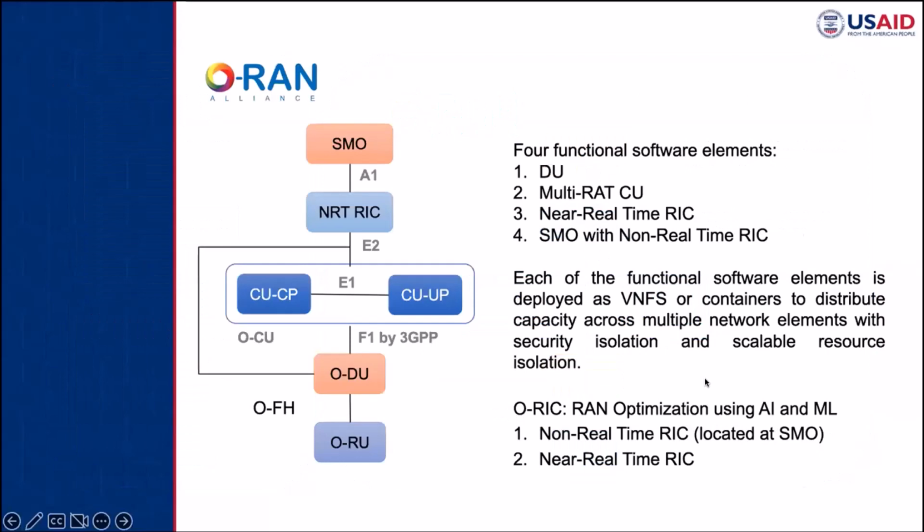Okay, so there are four functional components here. We have the distributed unit, the O-DU. The O is just OpenRAN, or basically ORAN or open. So the DU is the distributed unit here. Then the multi-RAT CU is this two. When we say multi-RAT, it is multiple radio access technology. It is able to utilize the different cellular networks, so not only 5G, it can also handle 4G.